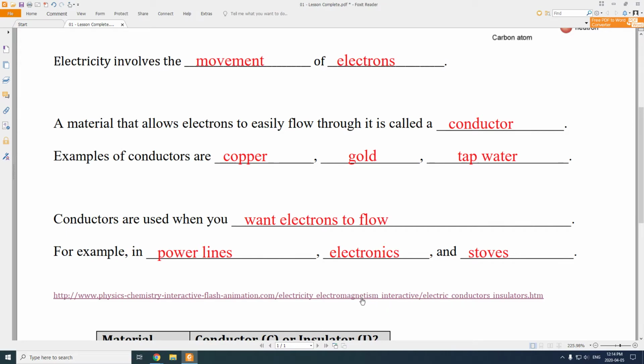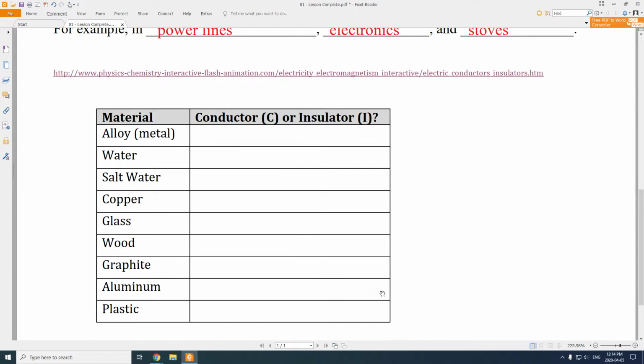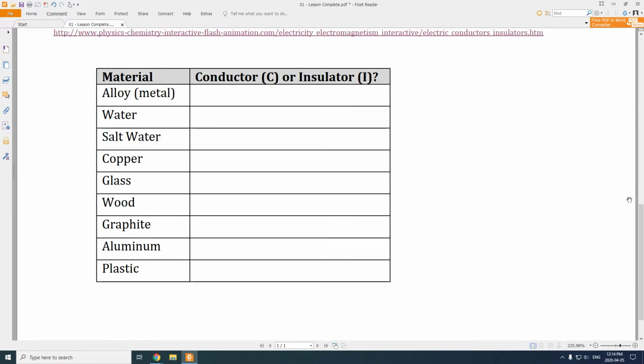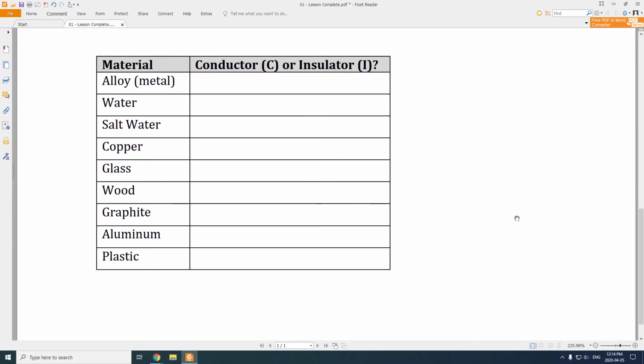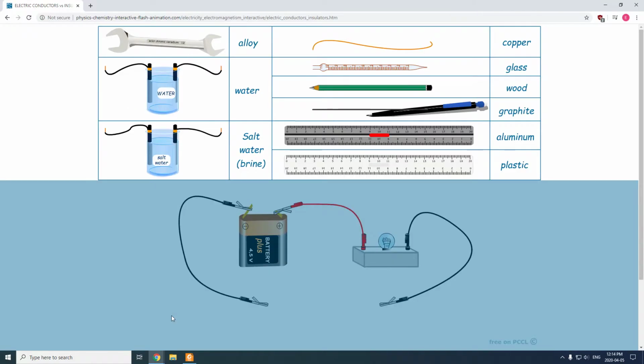All right, so we're going to go through this little activity here. We're going to test out a couple of materials and see if they are good conductors. Can you make electrons flow in them? Could you make a wire out of them and make a light bulb turn on? Or are they insulators? Do they not allow electrons to flow? We'll go through each one of these materials.